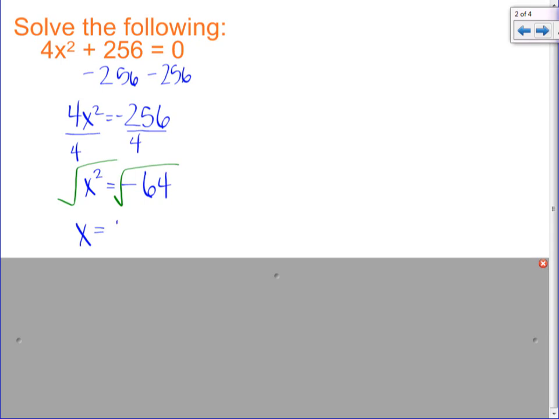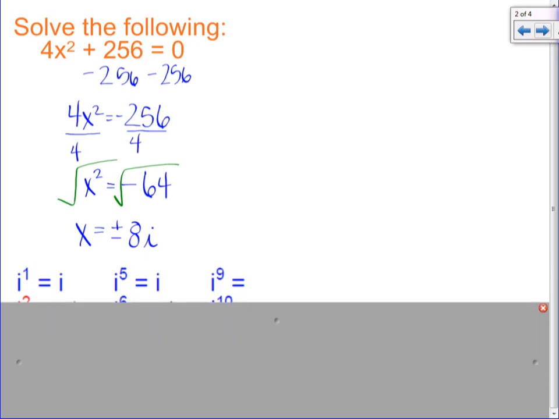Anytime from here on out until the end of the year, whenever you square root in an equation to actually solve for x, we need to put a plus or minus in front. So we add plus or minus, but our answer is 8i. The i just means that we had a negative underneath a root. Questions on that?